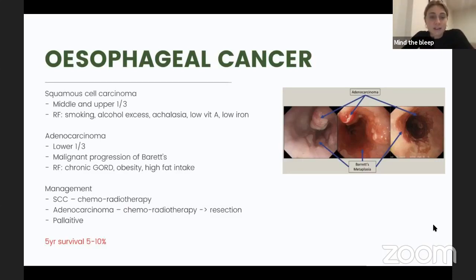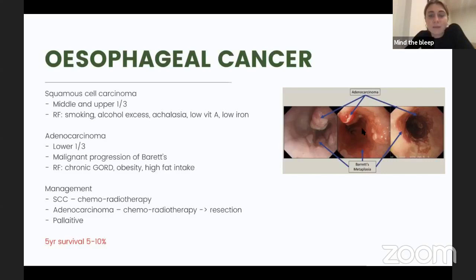So esophageal cancers, there are 2 main types that we see. The squamous cell carcinoma usually affects the upper and middle thirds of the esophagus. And the risk factors are mainly smoking, alcohol excess, achalasia, low vitamin A, and low iron. And then adenocarcinoma is usually seen in the lower third of the esophagus. So you have seen it on the previous slide, and you can see it in here as well. So in this case, you can see the progression. So you can see the Barrett's, the classical appearance of Barrett's, and you can see the adenocarcinoma on top of that.